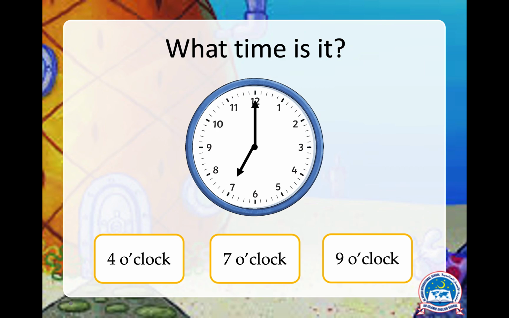Let's look at this clock over here. What time is it? Is it 4 o'clock, 7 o'clock, or 9 o'clock? If you've guessed that it is 7 o'clock, well done. Why? Because our minute hand is pointing at the 12 and our hour hand is pointing at the 7.